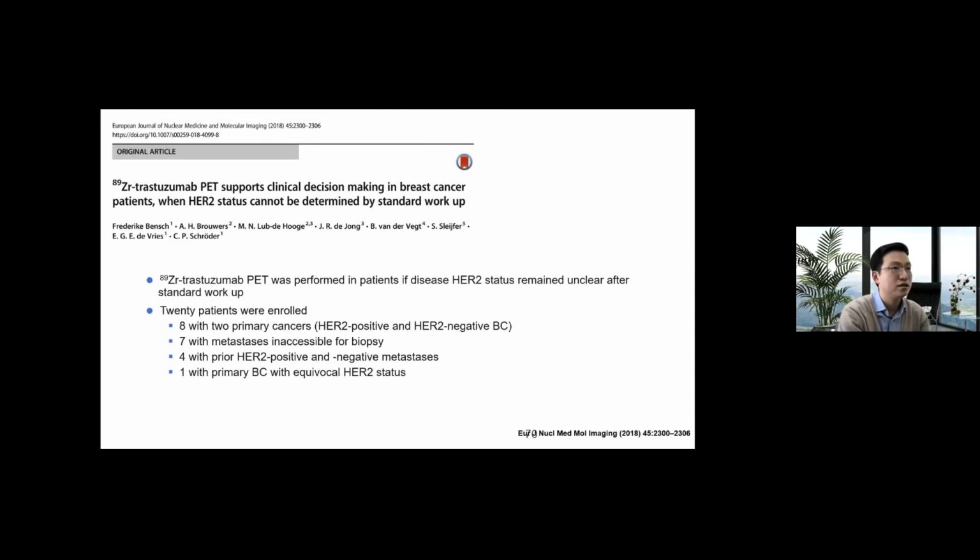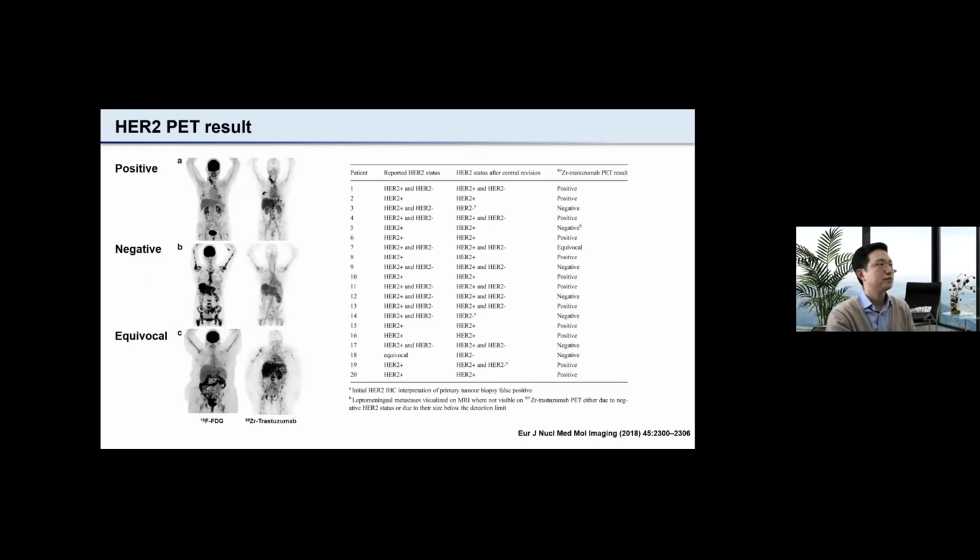And it is hard to perform the biopsy again, and one has equivocal HER2 status. So these 20 patients were enrolled, and HER2 PET was performed.